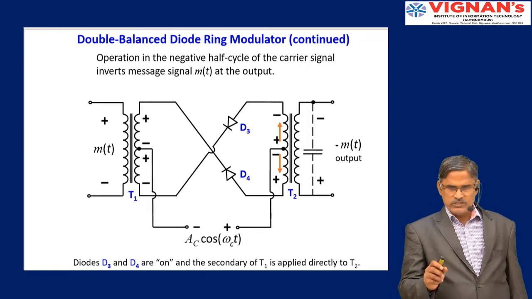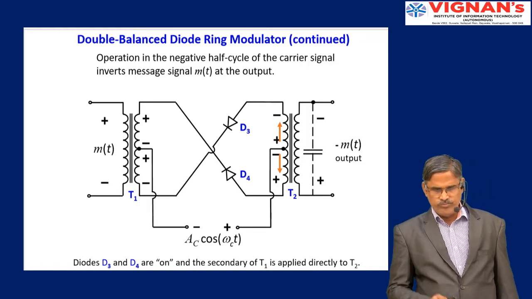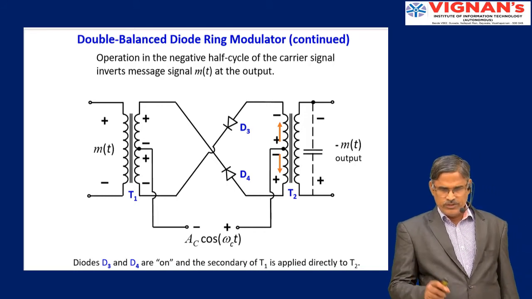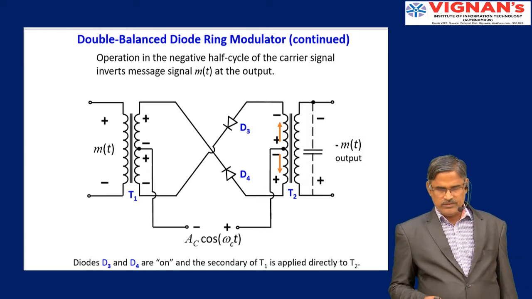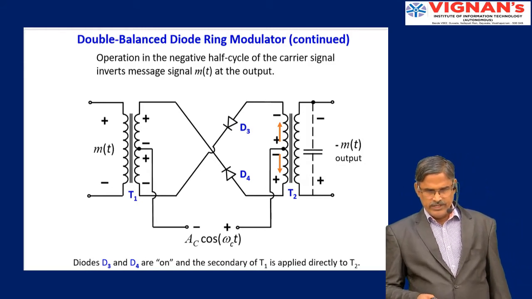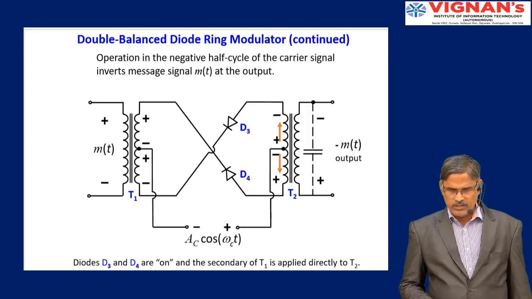So this happens for every positive pulse and negative pulse. So the carrier's job is only to close the diode or make the circuit. The diode becomes short circuited. For the positive half cycle, D1, D2 are on. For the negative half cycle, D3, D4 are on.